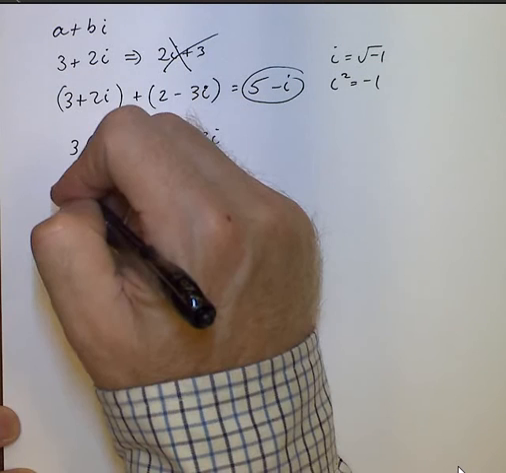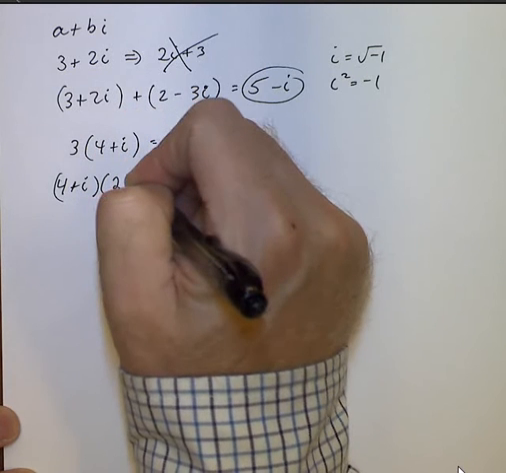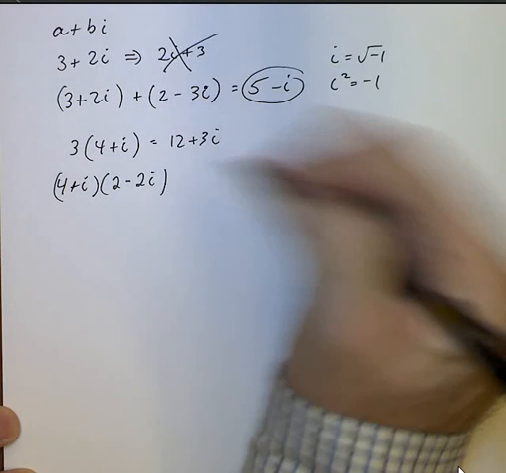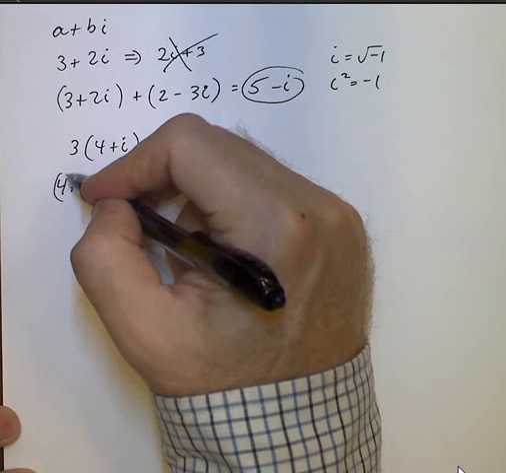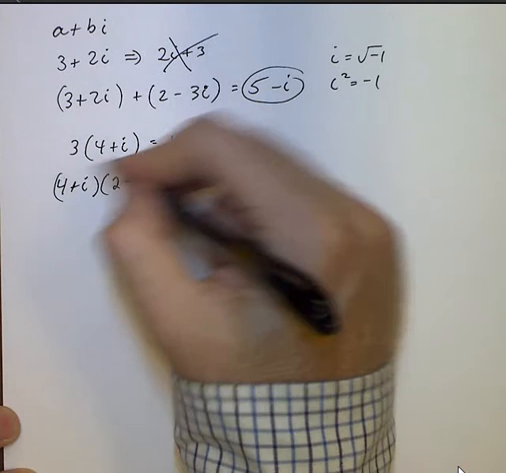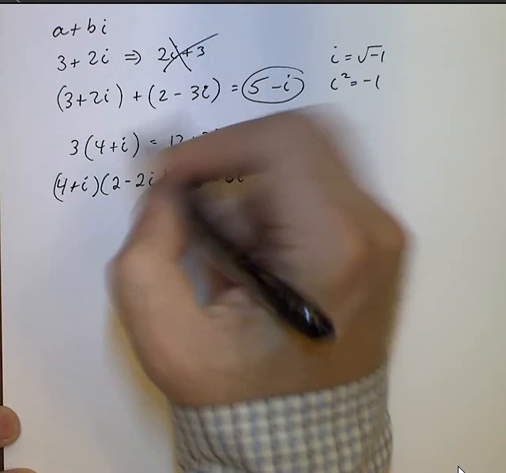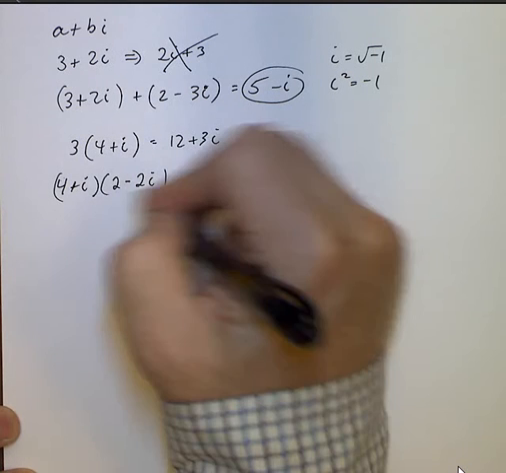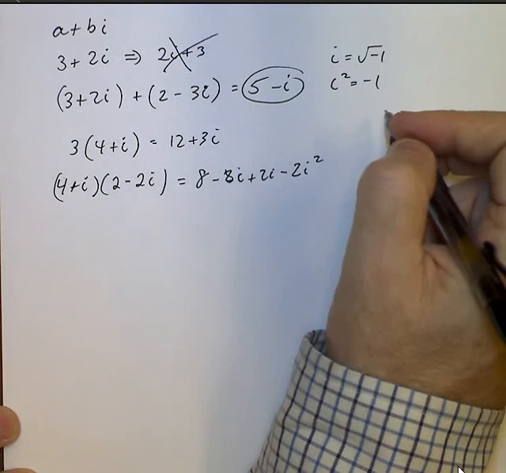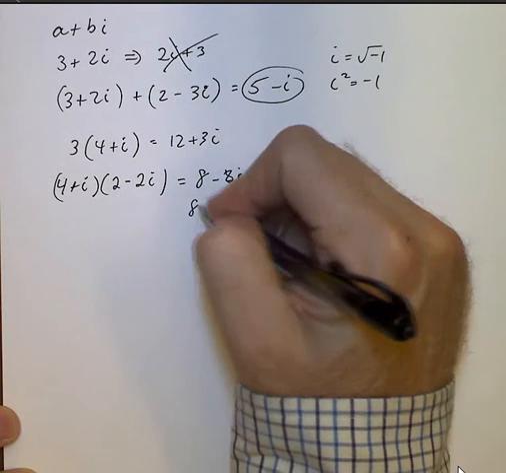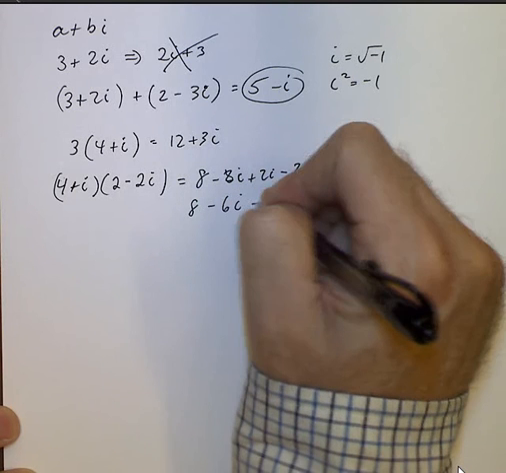If you're actually doing 4 plus i times 2 minus 2i, okay, you'll FOIL it just like you would real numbers. 4 times 2 is 8. 4 times negative 2i is minus 8i. i times 2 is 2i. And i times negative 2i is negative 2i squared. Okay? You combine like terms. Minus 8i and plus 2i is minus 6i. But we still have this negative 2i squared.